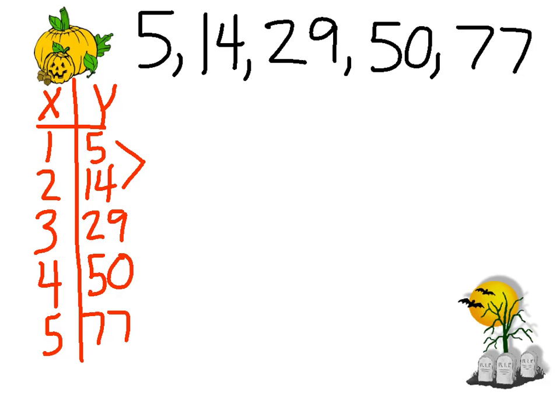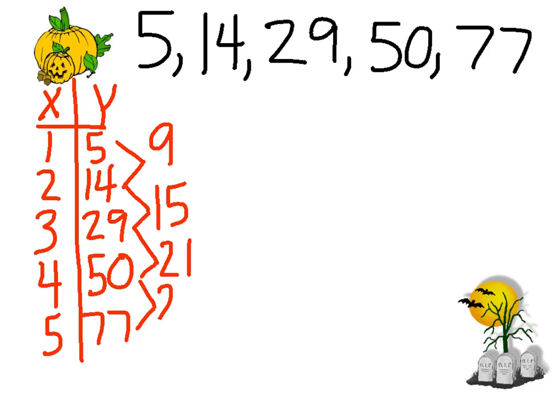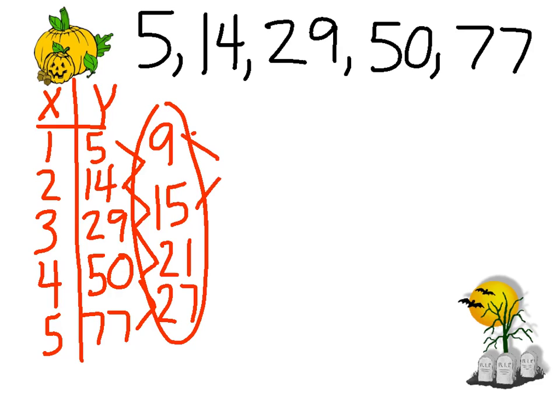So 14 minus 5 gives us what? 9. 29 minus 14. 15. 50 minus 29. 21. And 77 minus 50. 27. Alright, now we don't have that x function. We're going to have an x squared function because this isn't the same number yet. So we're going to have to take the difference again. 6. Right, 21 minus 15 and 27 minus 21.